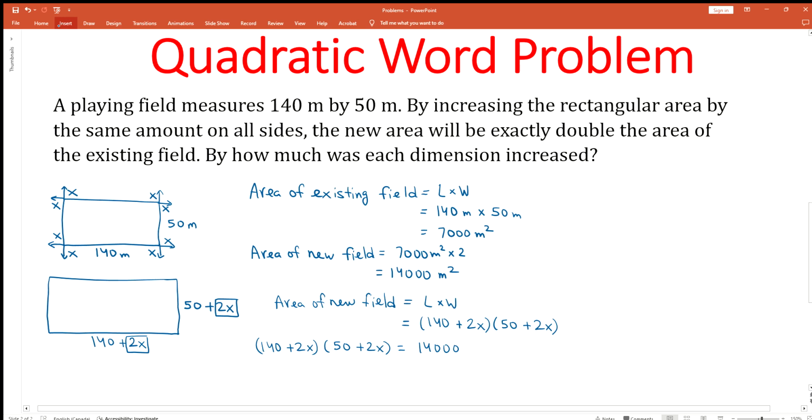The first step is to distribute the terms in the parentheses using the FOIL method. 140 times 50 is 7,000. 140 times 2x is 280x. 2x times 50 is 100x. 2x times 2x is 4x squared. Next, we can combine like terms on the left side of the equation and rearrange the terms. We can start with the x squared term. 280x plus 100x is 380x.